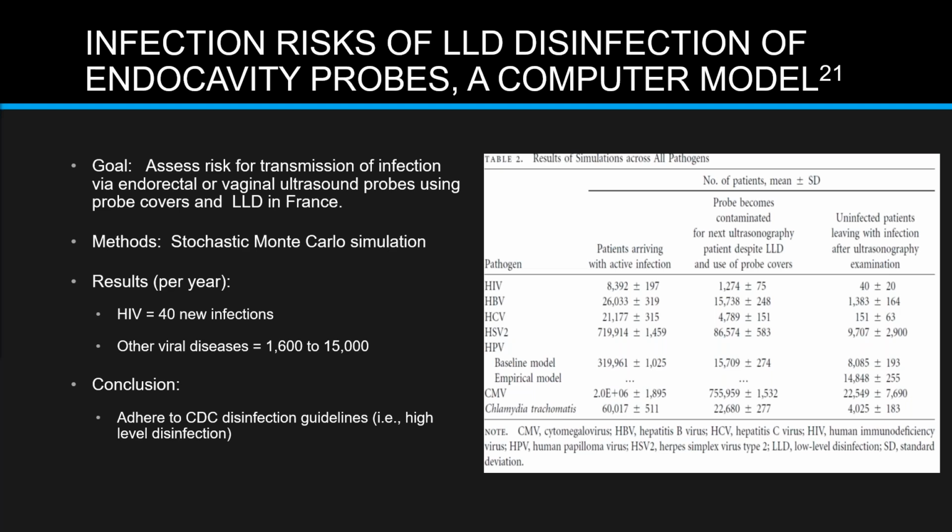So the goal of this simulation study was to model what would happen if you used only low-level disinfection in France. It was a stochastic Monte Carlo simulation. What were the results? HIV, we would have 40 new HIV infections each year in France by using only low-level disinfection. For other viral diseases, an enormous burden, meaning roughly between 1,600 and 15,000 infections of other viral diseases just in one country. Again, the conclusion, we need to follow guidelines such as the CDC for high-level disinfection of all ultrasound probes.